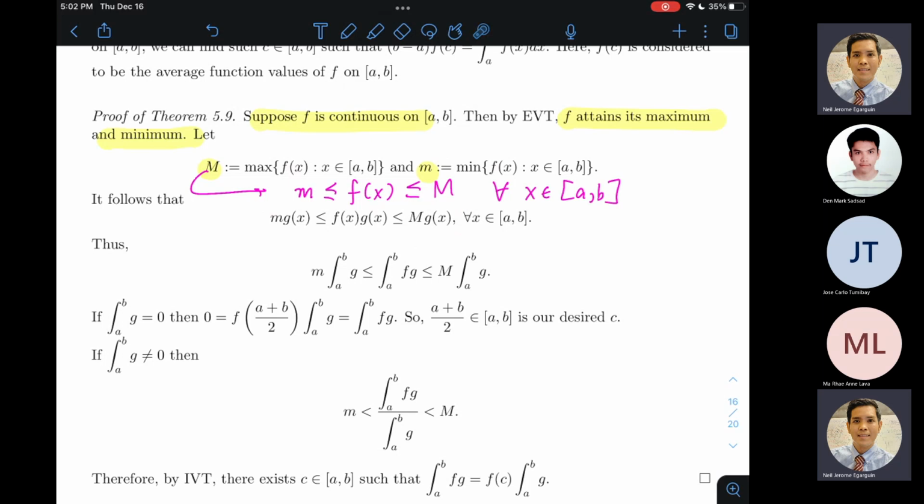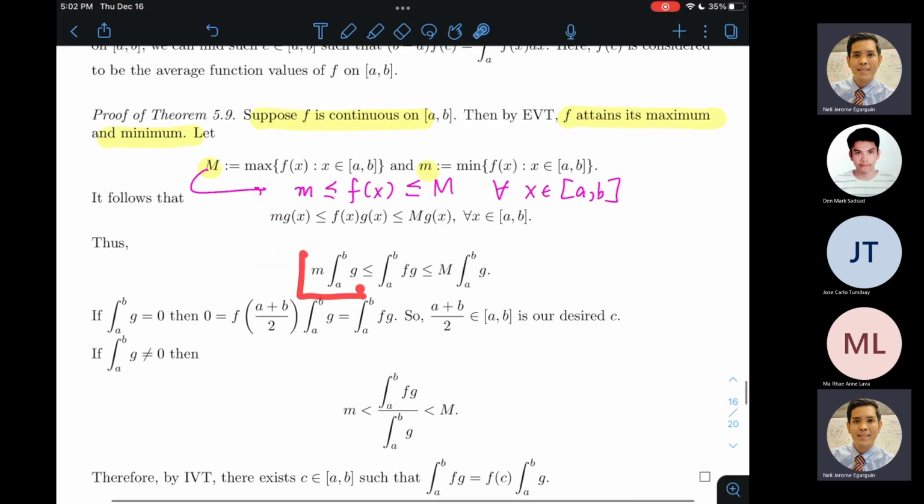Pag in-integrate ko yan, preserved yung inequality symbols. Tapos pag in-integrate ko ito, halimbawa, yung nasa pinakakaliwa, lalabas si m kasi constant yan with respect to x. So ito yung magiging itsura niya. Yung nasa gitna ay integral lamang ng f times g. Tapos yung nasa pinakakanan, pag in-integrate ko yan, lalabas si big M nung integral. So matitira lang ito. Okay? Good so far? Alright.